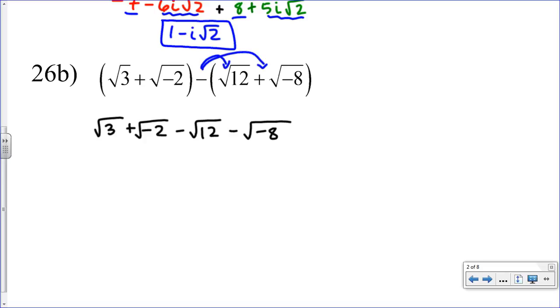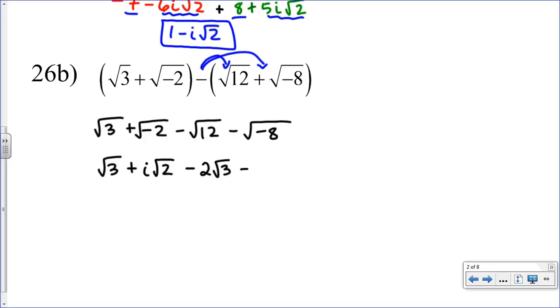Okay, let's go through and simplify each of our radicals now. So square root of 3 is just square root of 3. What about square root of negative 2? How does that simplify? Yep, you have to pull out the i. Square root of 12. So 12 is 4 times 3. So how would I simplify square root of 12? 2 square root of 3. Good, because square root of 4 is 2.